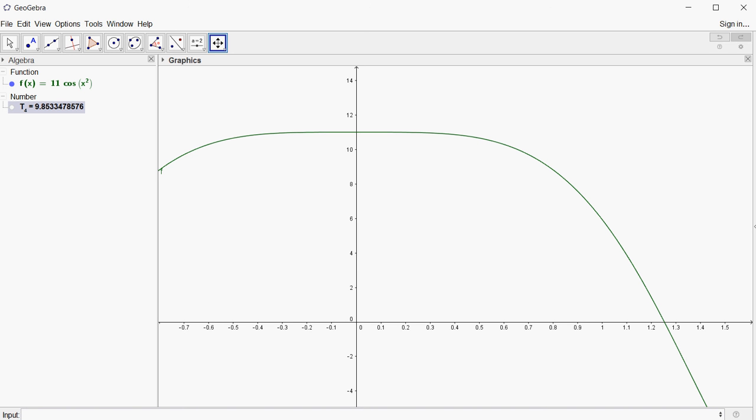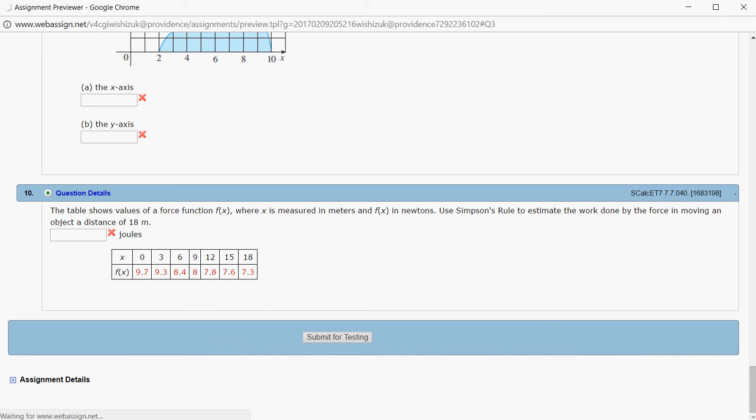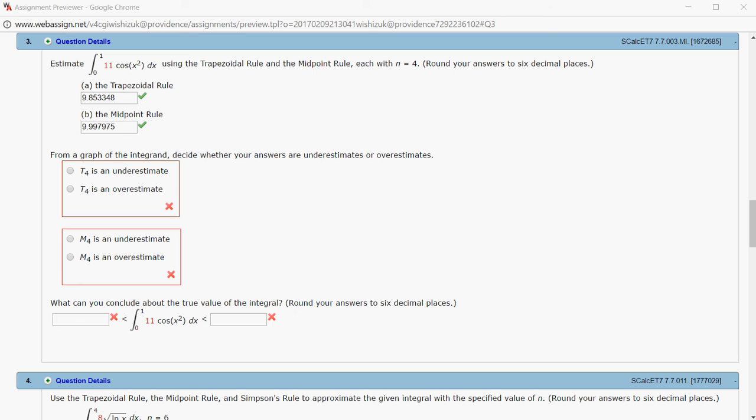Let's do it on GeoGebra. I'm going to find M4, so M sub 4 equals 1/4 times f of 1/8 plus f of 3/8 plus f of 5/8 plus f of 7/8. Hit enter. We got 9.8533. Oh, actually, that was T4. This is 9.997975-ish. Let's type it in. What we got was 9.997975. Let's check the answer. Submit for testing. It came back, and we did part B correctly as well.